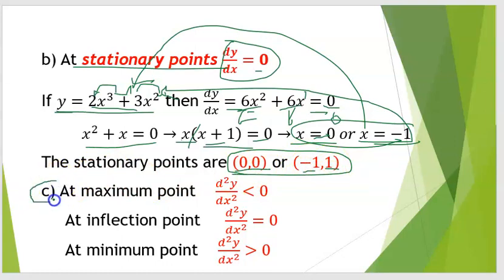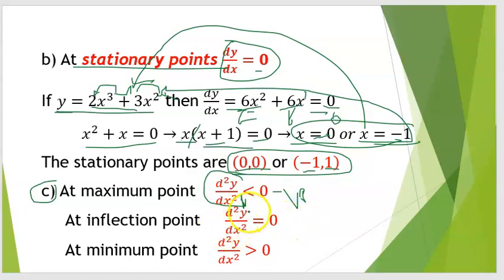Then part C of the question was asking about the nature of those stationary points. But I want you to note this point before we go to them: if the second derivative of that function at the stationary point is negative, then that is a maximum turning point.